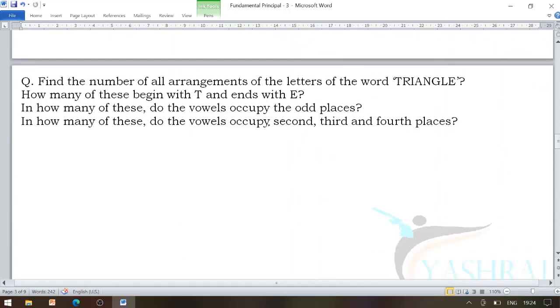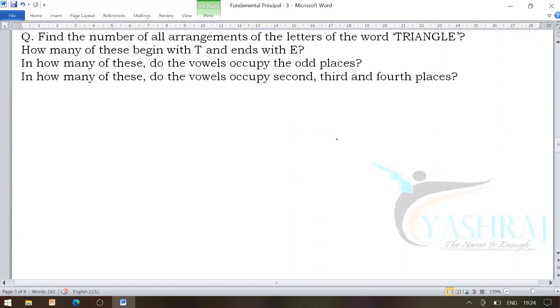Look at the next question now. Find the number of all arrangements of the letters of the word triangle. Okay, so we have the word triangle. Look at the spelling too. So how many letters are in the word? 1, 2, 3, 4, 5, 6, 7, 8 letters are in the word triangle.